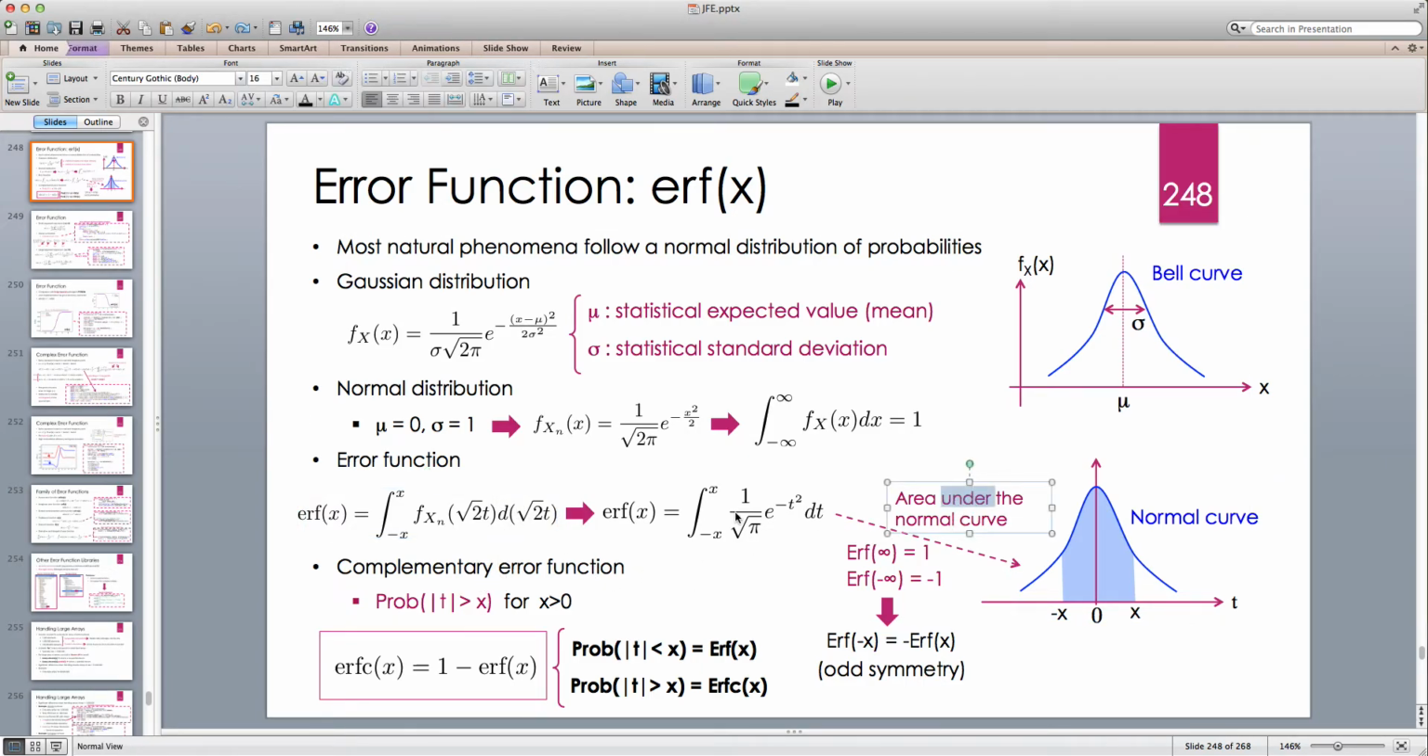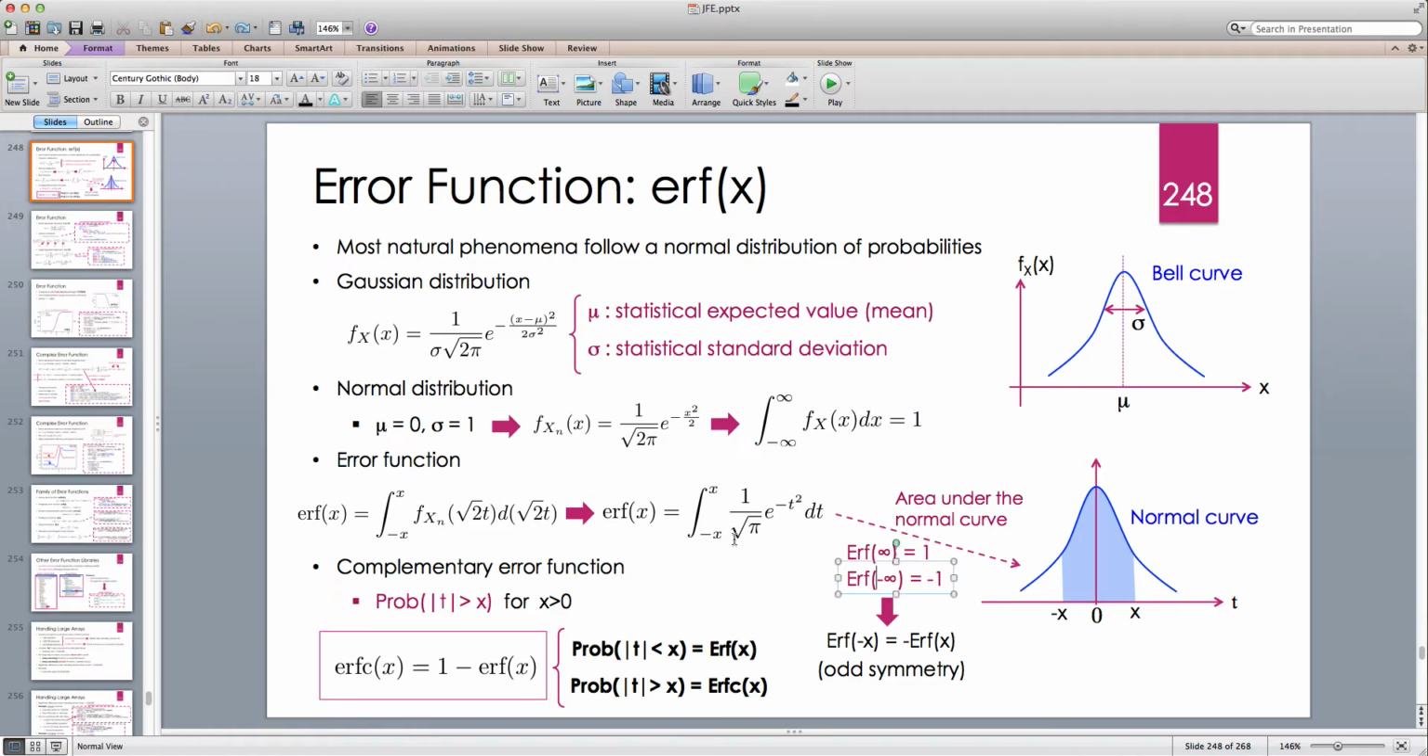Now, the area under the normal curve, obviously the area under this 1 over square root of pi e to the minus t squared is our error function from minus x to x. This is the normal curve. And then obviously we can see that because this was the integral of a probability density, if x goes to infinity, i.e. the integral from minus infinity to plus infinity, it must be 1. This is just because of this property.